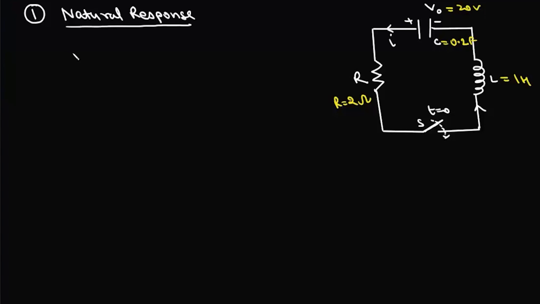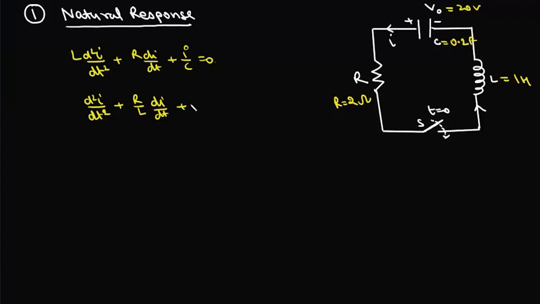We know L d square I by dt square plus R di by dt plus I by C equals 0, or d square I by dt square plus R by L di by dt plus I upon LC equals 0. Now we have taken alpha as R upon 2L and omega naught as 1 upon under root LC.